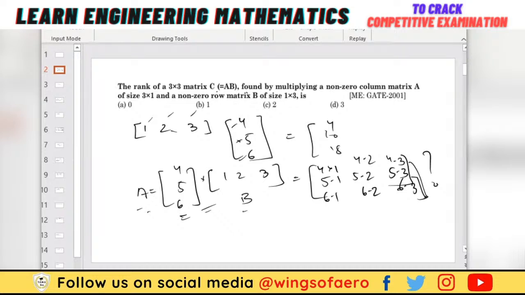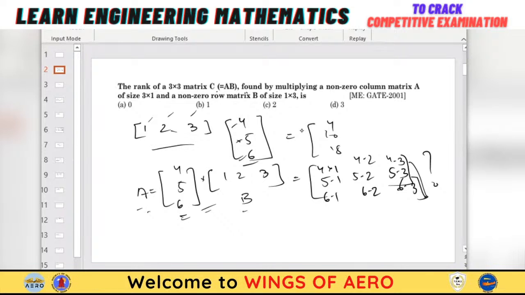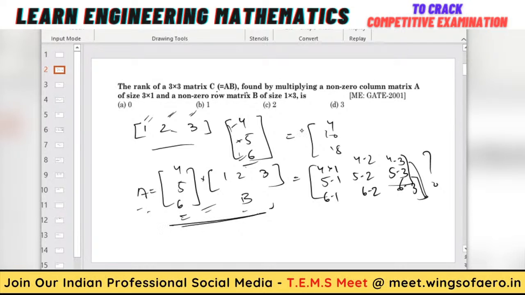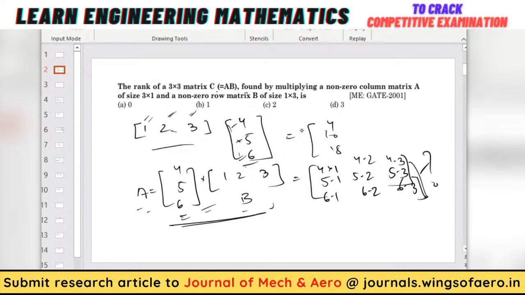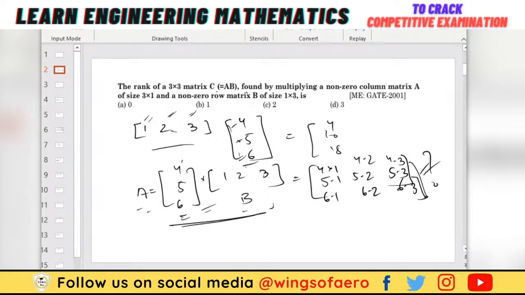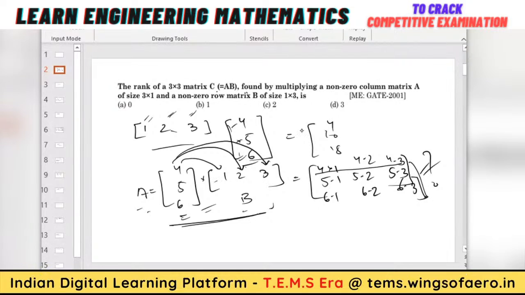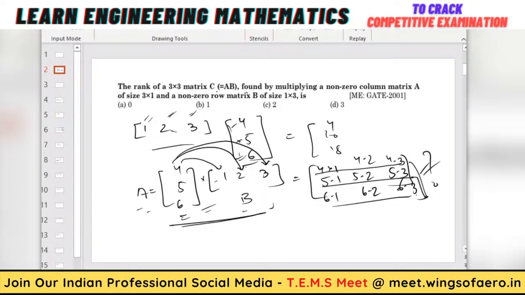If you do not know how to find this matrix multiplication, it is very easy. If the number of columns of the first matrix and the number of rows of the second are equal, then you can easily multiply. But if a column matrix is given first and then a row matrix, this is the way to find the multiplication. It is just 4 into 1, 4 into 2, and 4 into 3 in the first row. Similarly, 5 into 1, 5 into 2, 5 into 3 in the second row, and 6 into 1, 6 into 2, and 6 into 3 in the third row.